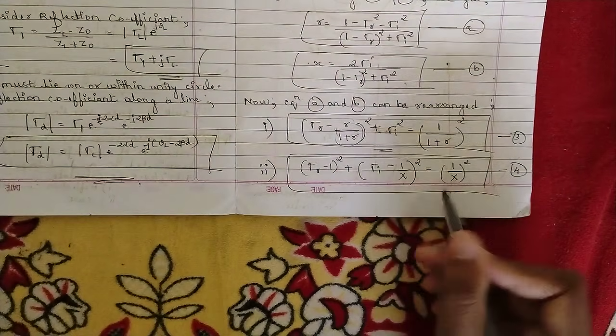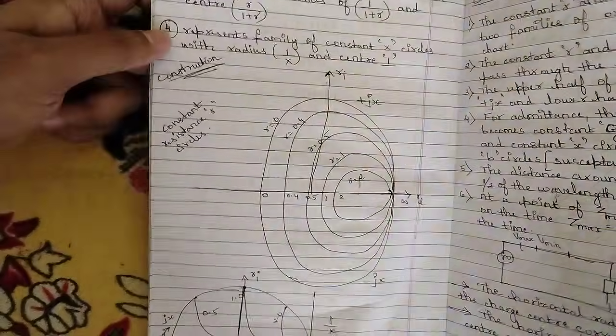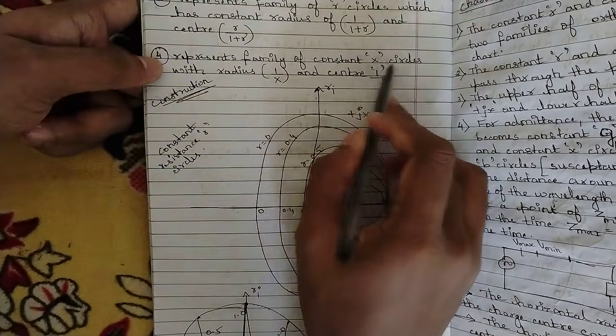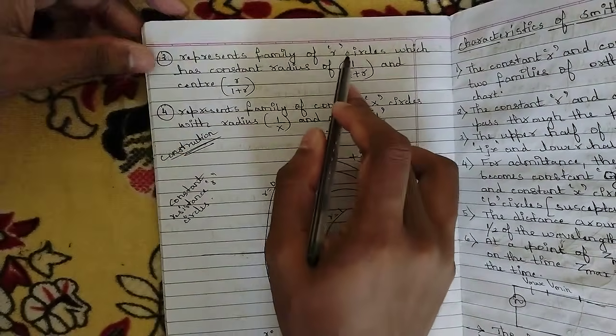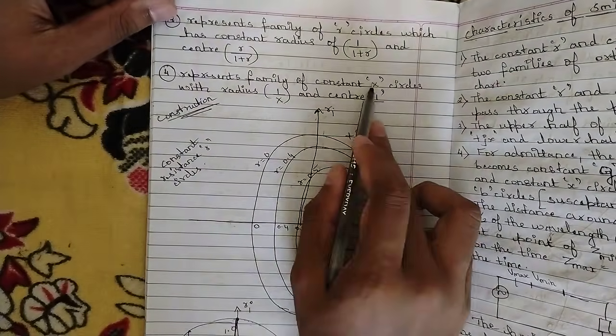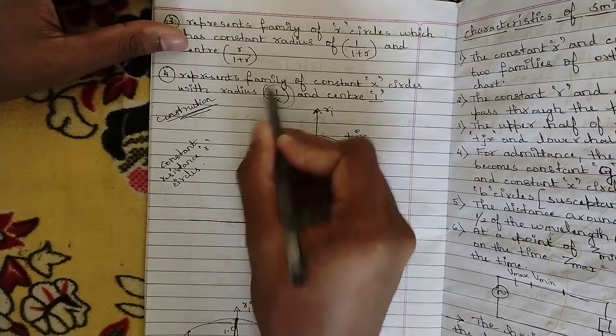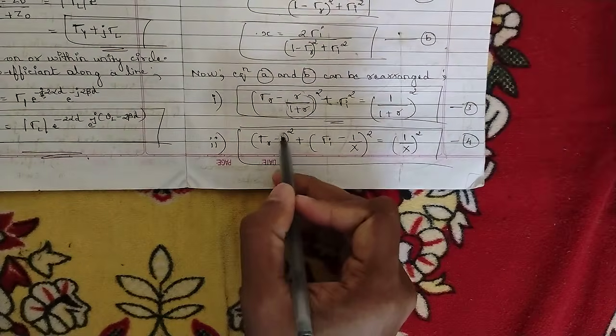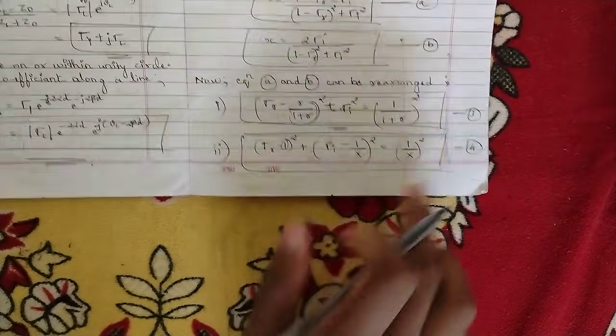Okay, in the second case, equation 4 represents the family of constant X circles. First was constant R circles, second is constant X circles with radius 1 divided by X and center 1. So this is the radius here and the center is 1. Okay, so these are the two equations.